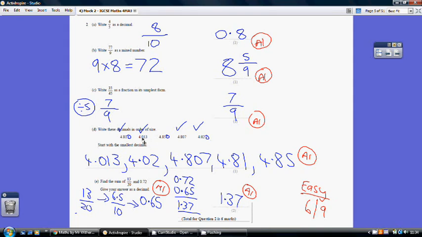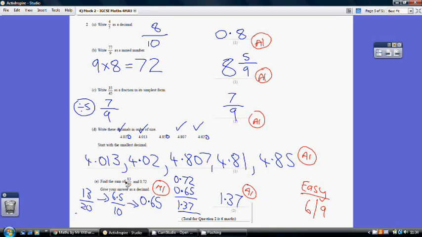So looking at these, we can see we go from 13 to 20 to 807 to 810 to 850. So 4.013, 4.02, 4.807, 4.81, 4.85.